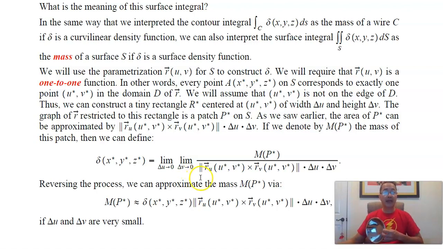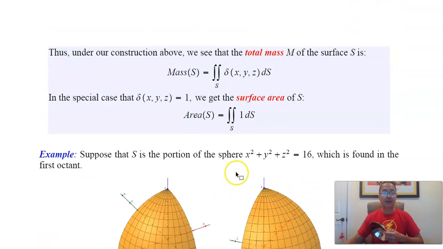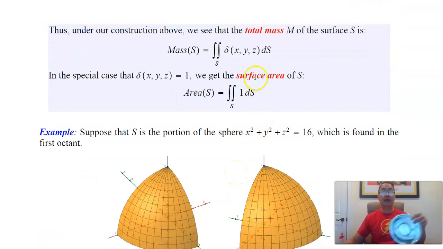Okay, so of course we can go backwards: the mass of that little patch will be the density multiplied by this surface area. And of course that looks like the definition of our surface integral. So the total mass of the bowl will be the double integral of the density function dS. Built into this symbol is the length of that cross product. If the density is 1, we simply get the surface area of our surface.